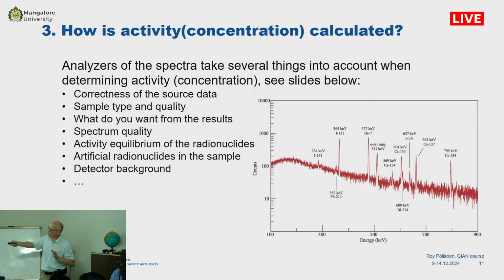So we also have to take into account activity equilibrium of the radionuclides. I mean this, that in most cases we analyze, for example, this iodine here, we detect the peak of iodine. But in some cases, if we want to analyze, for example, radon, which is possible for gamma ray spectrometry, then we do not detect peaks of radon. We detect peaks of its daughter nuclides.